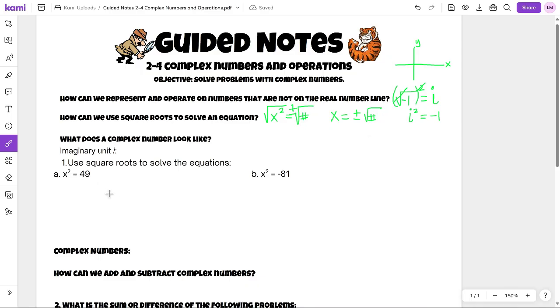All right, so a complex number, let me just go ahead and answer this question. A complex number looks like a real part and an imaginary part. So a plus bi is a complex number, a being the real part and b being the imaginary part. And the i helps us recognize the imaginary part.